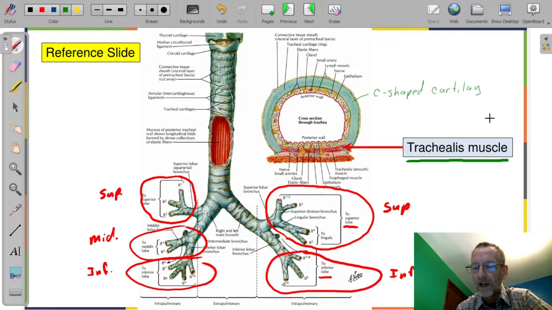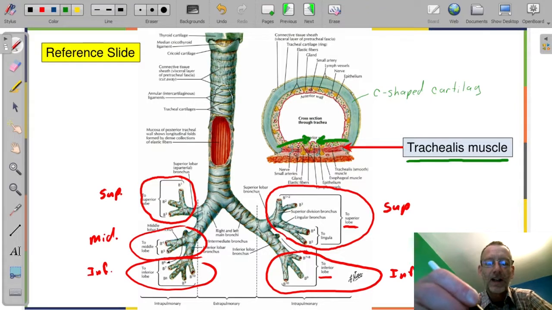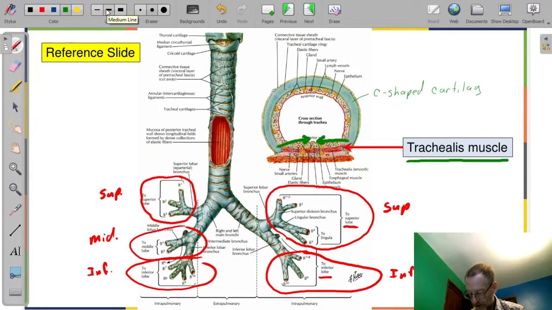And the function of that muscle is, when it contracts, it pulls the ends of the cartilage toward the center, and that essentially narrows the diameter of the trachea. It constricts the diameter. And when you do that, air has to speed up as it flows through there. So this will increase the velocity of the air when you sneeze.